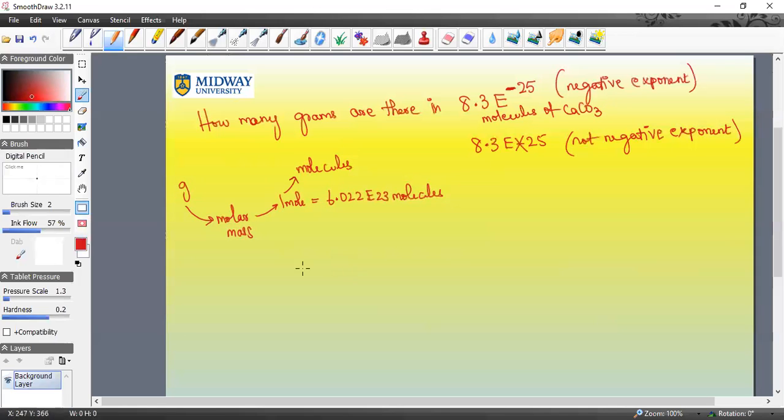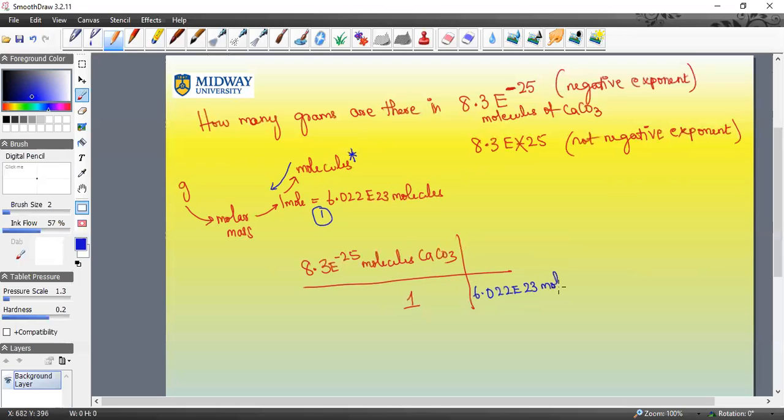So we start with the given information as always. It's 8.3 e to the negative 25 molecules of calcium carbonate. As always, the bottom of the first column on the far left-hand side is 1, because there's no information to furnish. Now we're backtracking, going backwards from molecules to grams. This is the given information, the starting point, and the first checkpoint is we have to get rid of the molecules. So we put 6.022 e to the 23 molecules, and then the 1 mole at the top, because we have to get rid of the molecules.